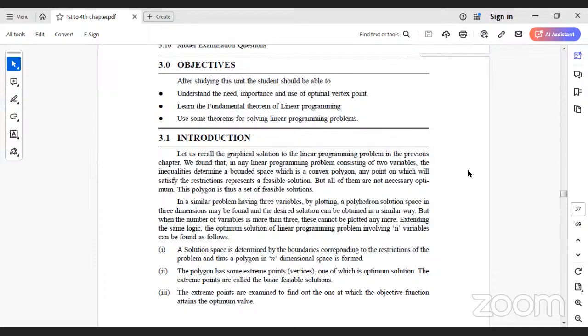But when the number of variables is more than three, these cannot be plotted anymore. So extending the same logic, the optimum solution of a linear programming problem involving n variables can be found as follows. A solution space is determined by the boundaries corresponding to the restrictions of the problem, and thus a polygon in n-dimensional space is formed. The polygon has extreme points, vertices, one of which is the optimum solution. The extreme points are called basic feasible solutions. So the extreme points are examined to find which one makes the objective function attain the optimum value.